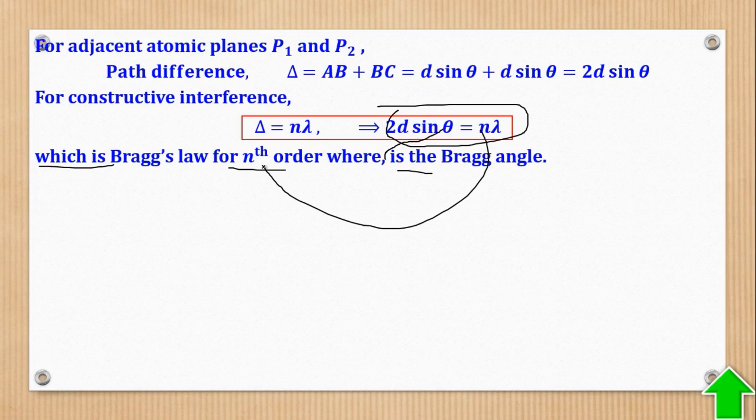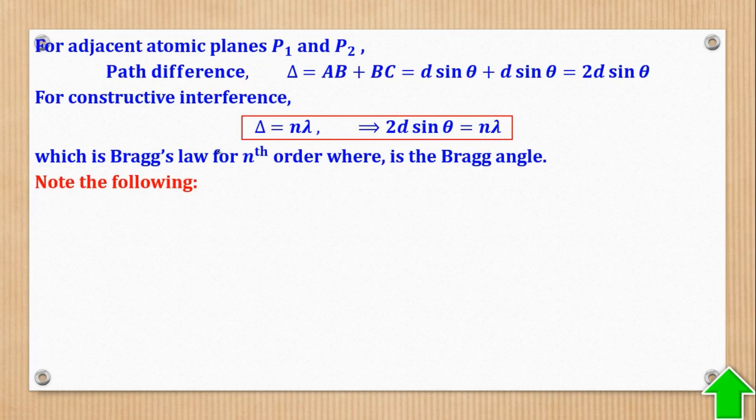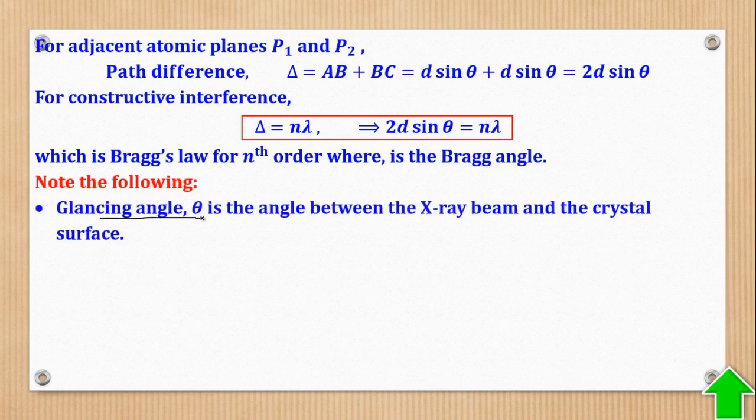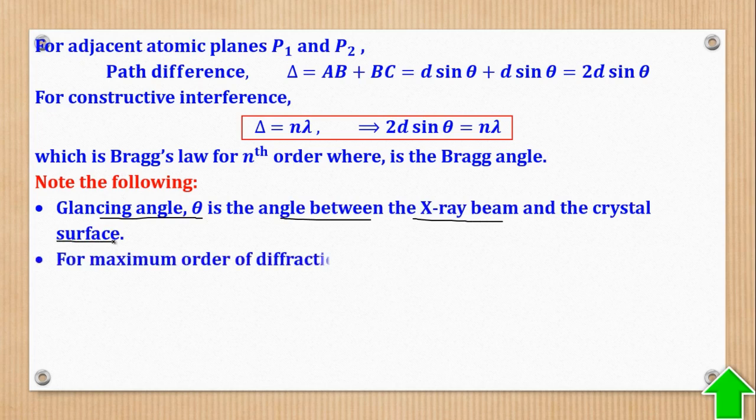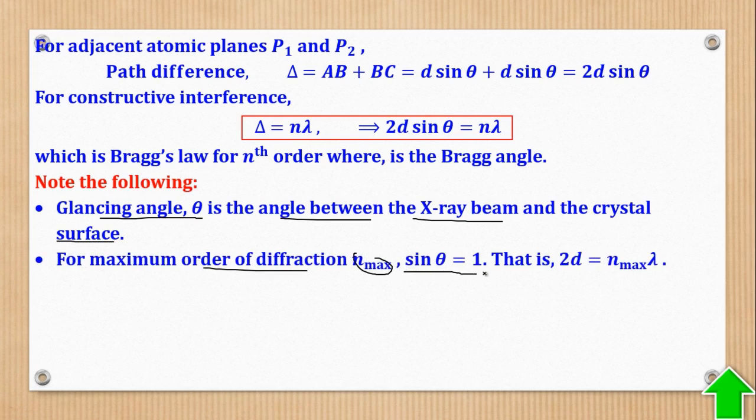So in the question they can ask for order of diffraction. If you see that, it means they want the value of n. There are some points we need to remember. One is that the glancing angle theta is the angle between the X-ray beam and the crystal plane. Another point is that for maximum order of diffraction, n max, sine theta must be equal to 1.